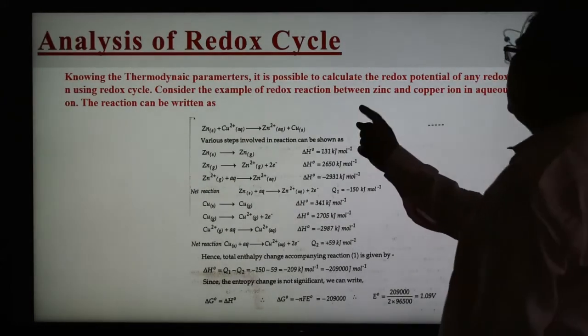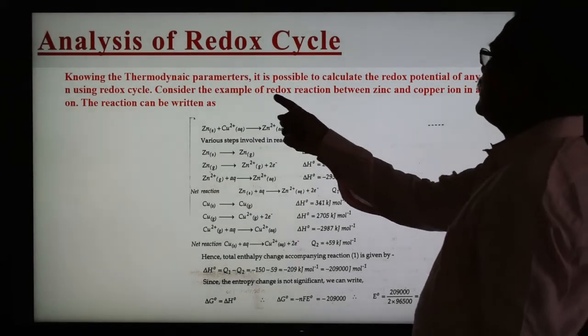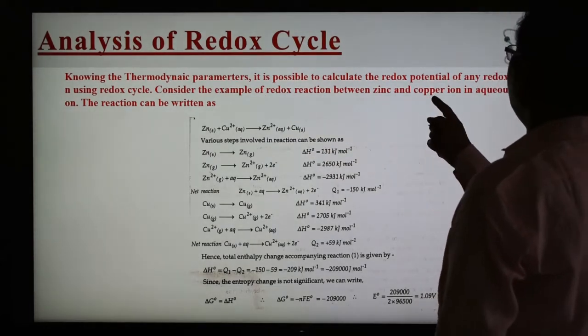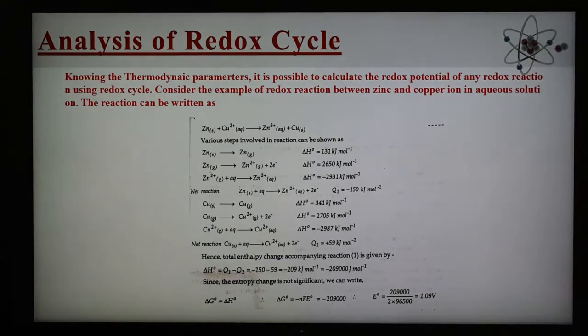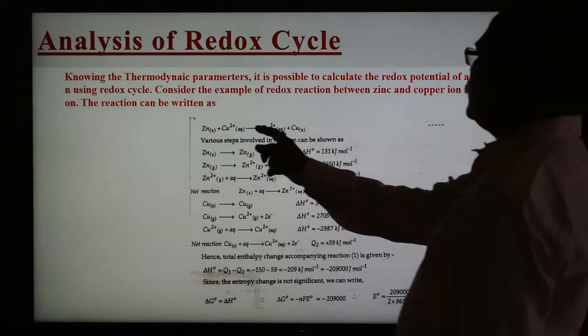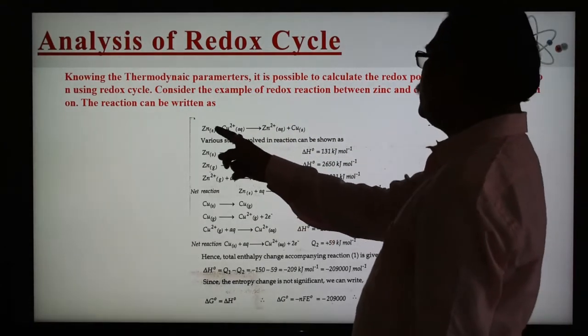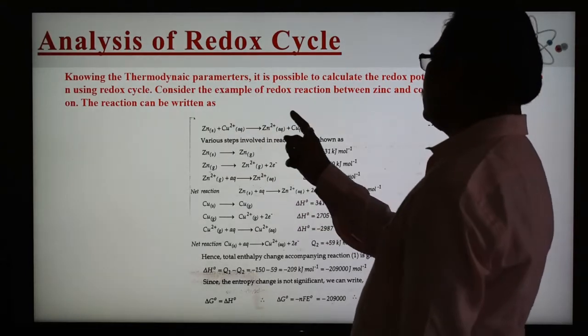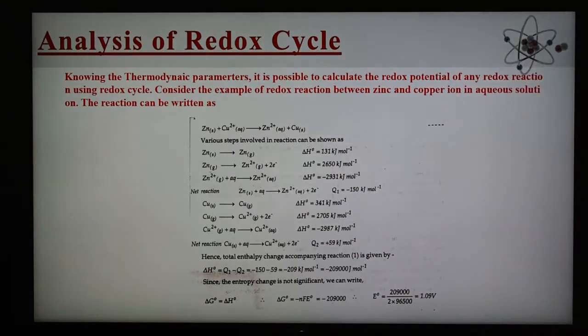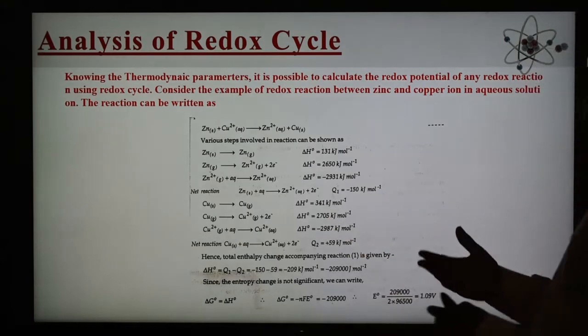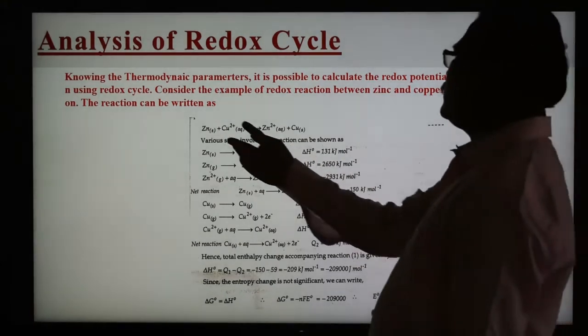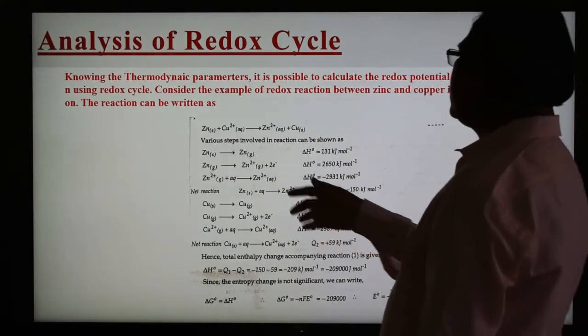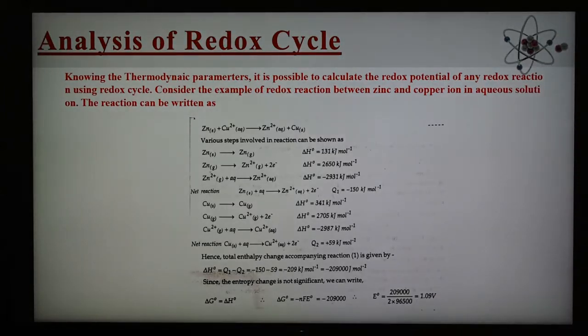This is generally how to find the redox potential by using a redox cycle. Now here is another example: consider the redox reaction between zinc and copper ion in aqueous solution. The reaction is shown here. This is zinc metal and copper ion. Zinc is converted into zinc ion, and copper ion changes to copper metal. So these are the two reactions. As in a galvanic cell, the same reaction is taking place. The various steps involved in the reaction can be shown as here.